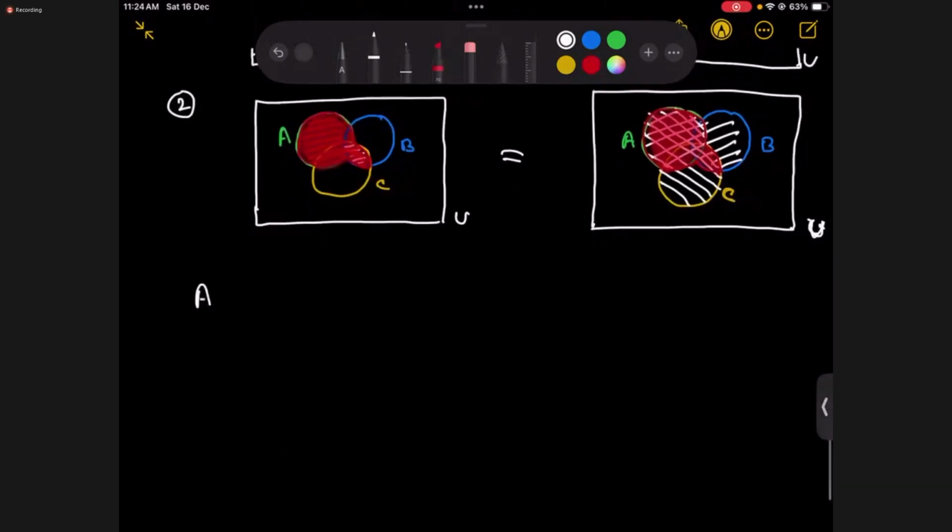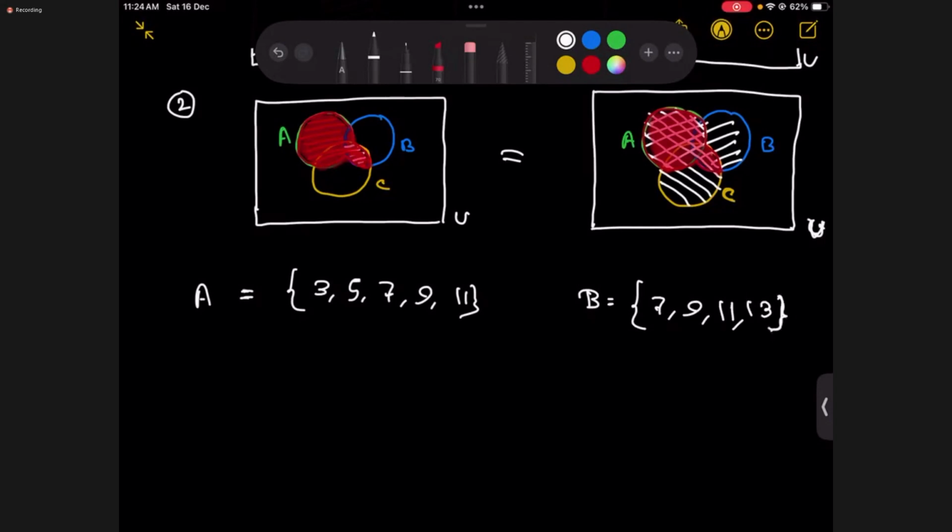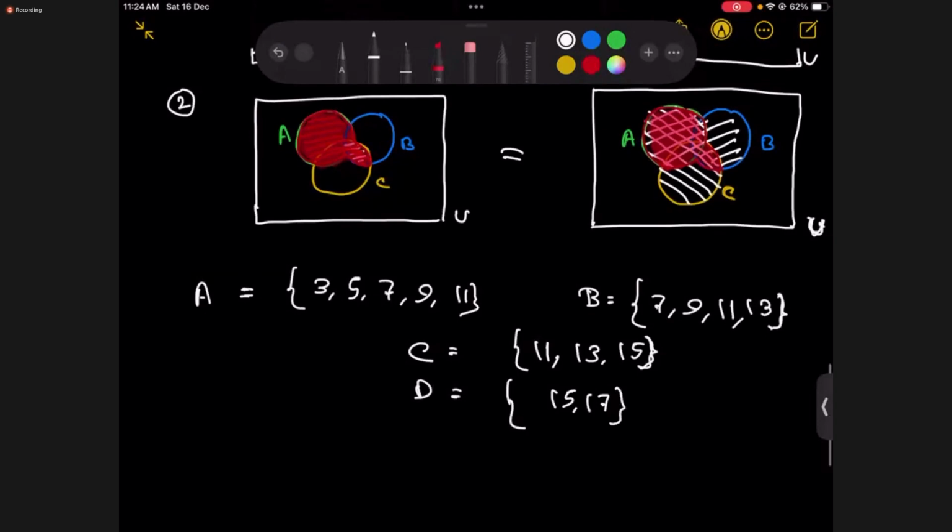Let us take A equals to 3, 5, 7, 9, 11. B equals to 7, 9, 11, 13, and C equals to 11, 13, 15. D equals to 15, 17. Okay.